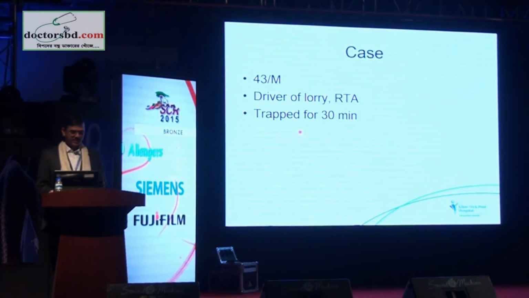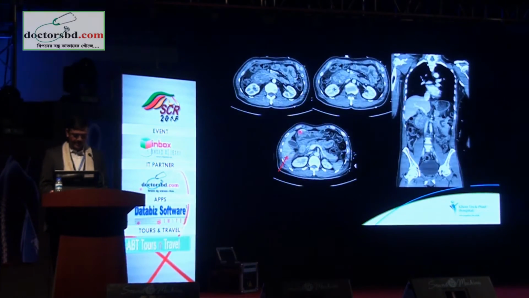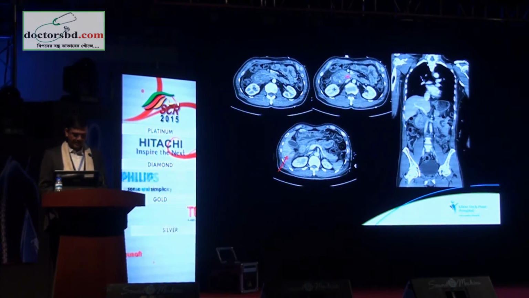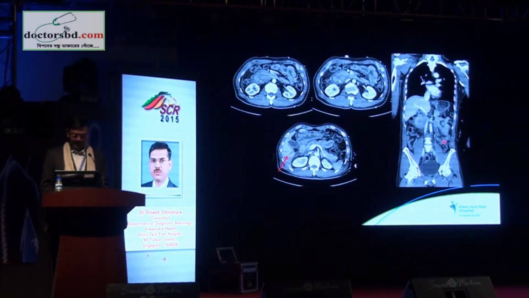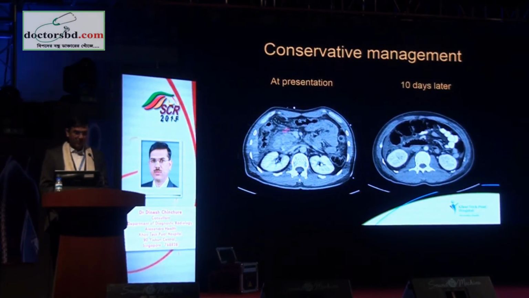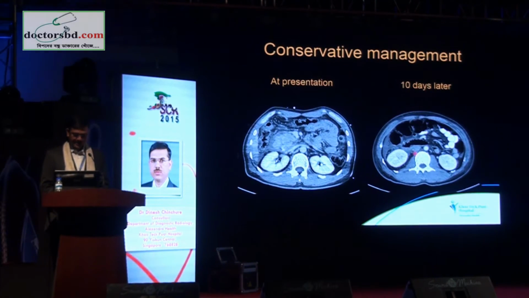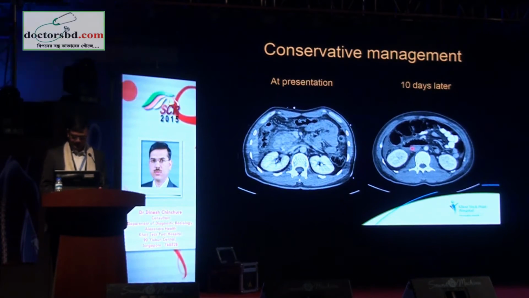This man was a driver of a lorry, had an RTA, is trapped in the lorry for 30 minutes. You can see that there is a hematoma around the duodenum, some leakage of contrast, but no other injuries. This patient was managed conservatively, and this periduodenal hematoma is quite common. At presentation, this was the hematoma, and after a few days, 10 days later, you can see that hematoma is decreasing, just there is residual wall thickening.